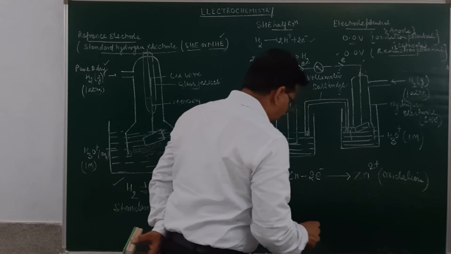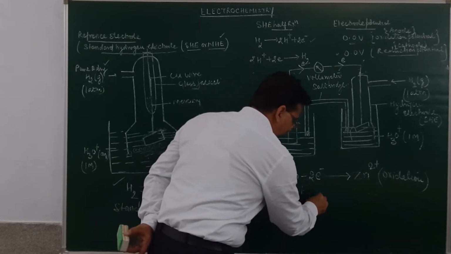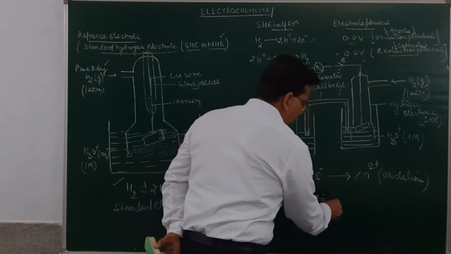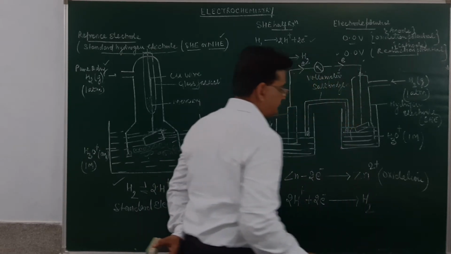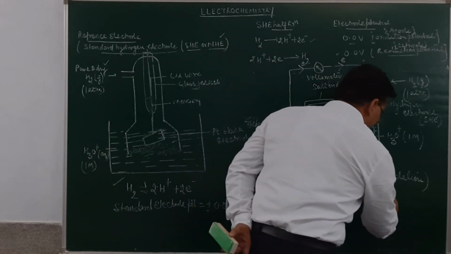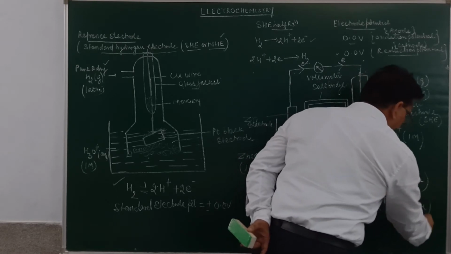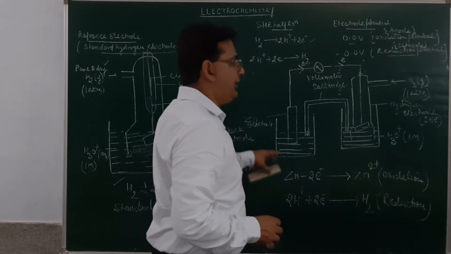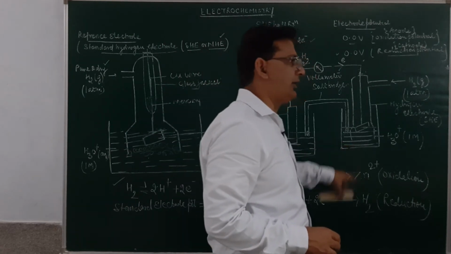This hydrogen electrode will be gaining the 2 electrons. The hydrogen electrode will gain the 2 electrons, and on gaining the 2 electrons, it will change into hydrogen. Am I clear? And this is the reduction half. So zinc undergoes the process of oxidation, hydrogen undergoes the process of reduction.